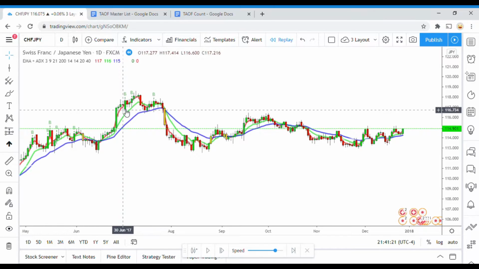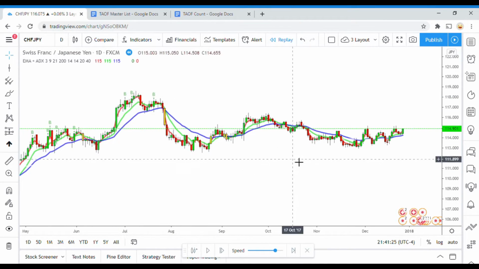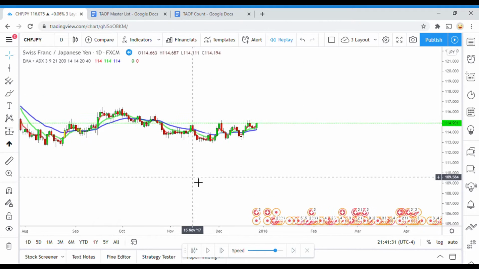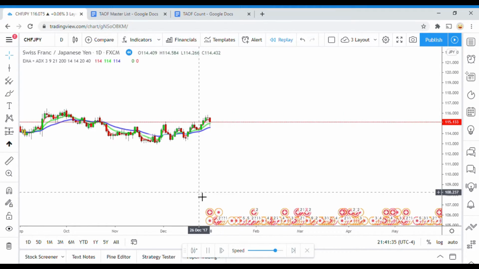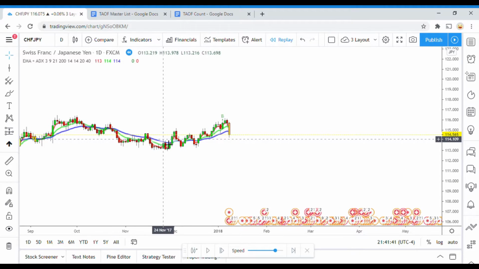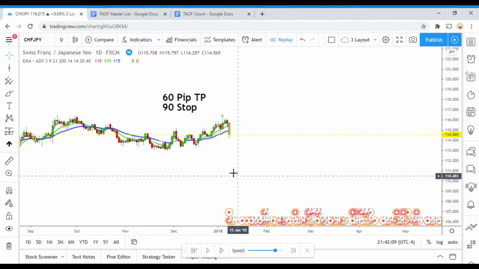So when we get a B above a candle here, that will be a signal to go long. When we get an S below a candle like this here, that will be a signal to go short. And that is how we will be testing it today. So let's play the candles here and see what we can get out of them.